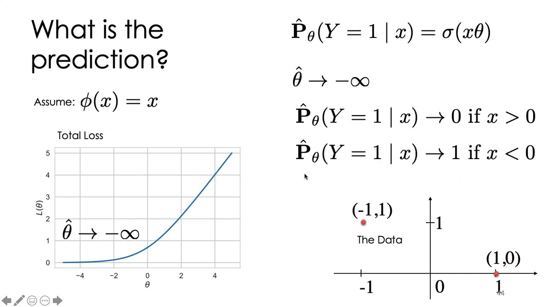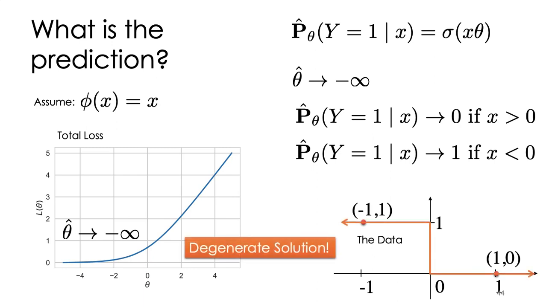And similarly, if x is negative and theta is going to minus infinity, then x theta is going to plus infinity. And the logistic function there is 1. And so we are predicting that on the negative side, the probability that the label is 1 is actually 100%. We're predicting 1. And we have a very degenerate solution. It just says on one side of the vertical axis, you are certain to get 1, and on the other side, you are certain to get 0.